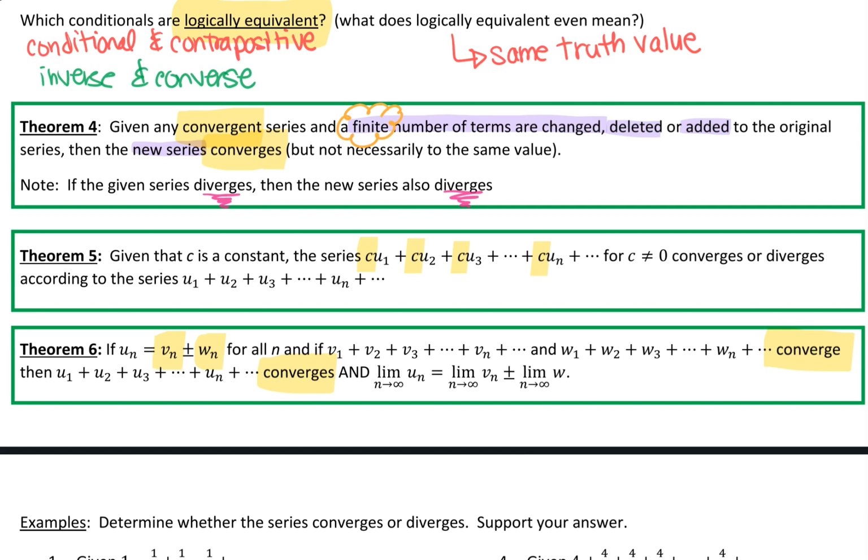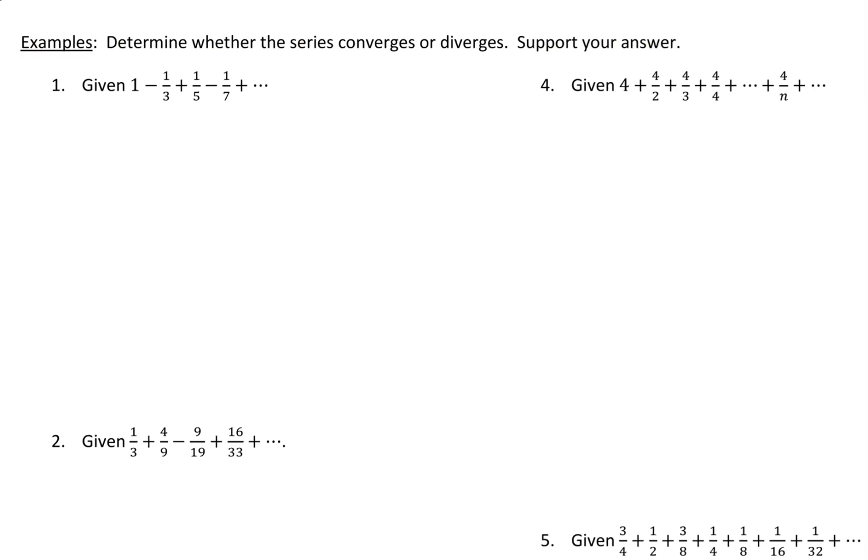All right, so those are theorems that are kind of more or less algebraic type properties that go with our convergence or divergence. And then let's take a look at some examples. All right, example number 1.